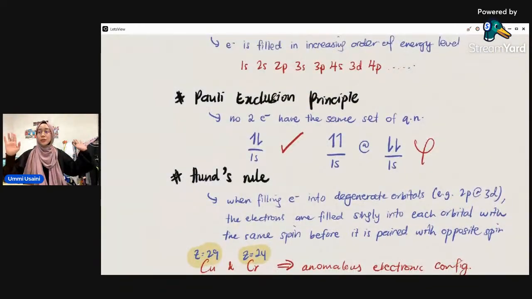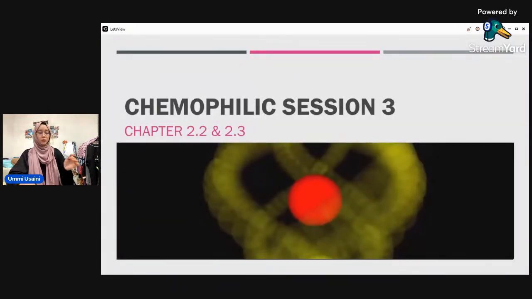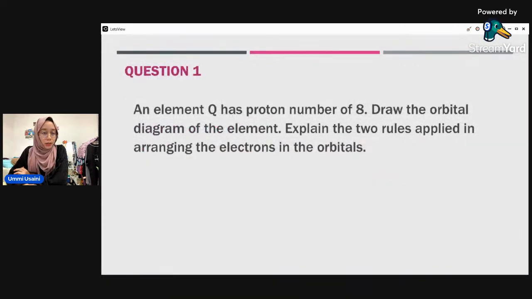Okay, so we're done with the revision. Let's go straight to the questions. There are only 4 questions today. So let's have a look at the 4 questions given to you. Let's have a look at question 1 first. Element Q has proton number 8. You are asked to draw the orbital diagram of the element and then explain the rules applied in arranging the electrons in the orbitals.